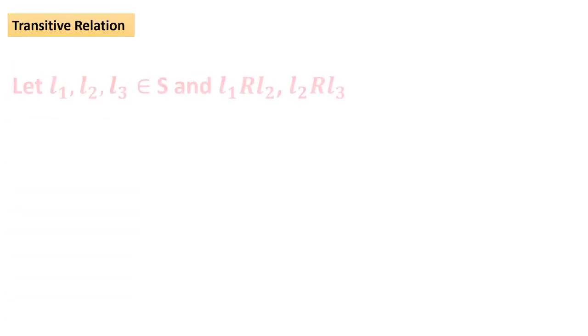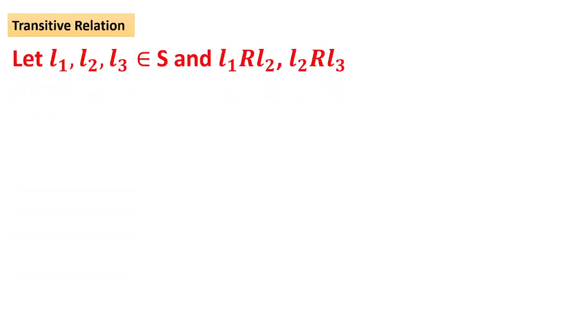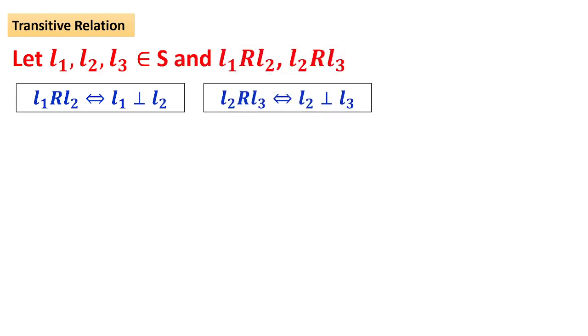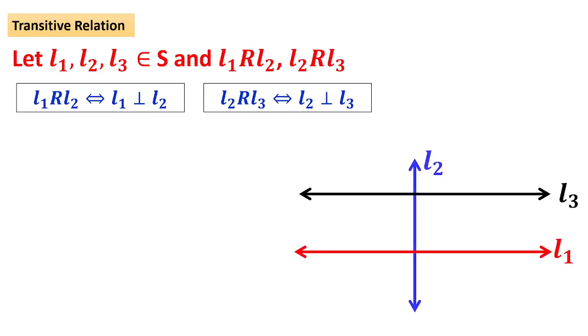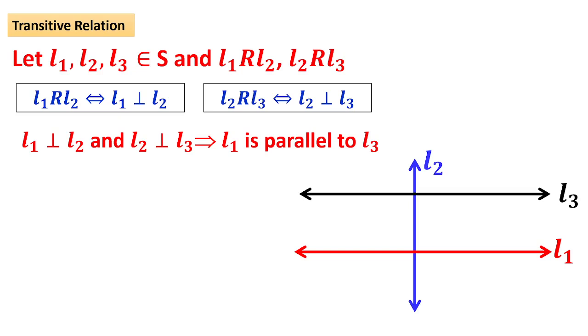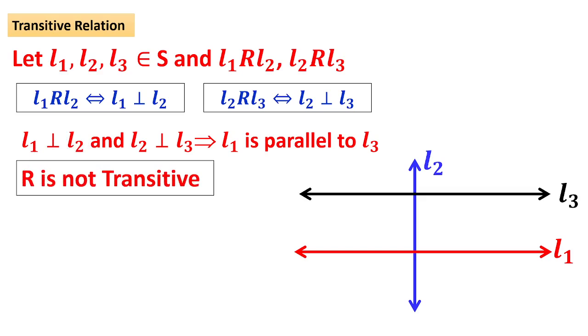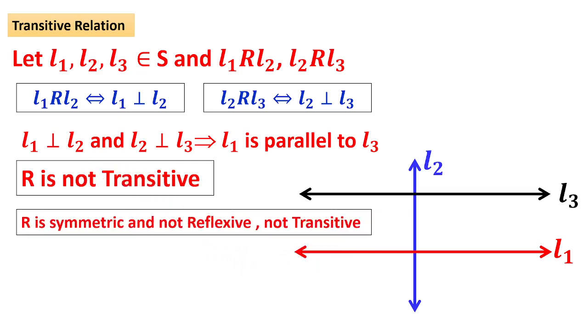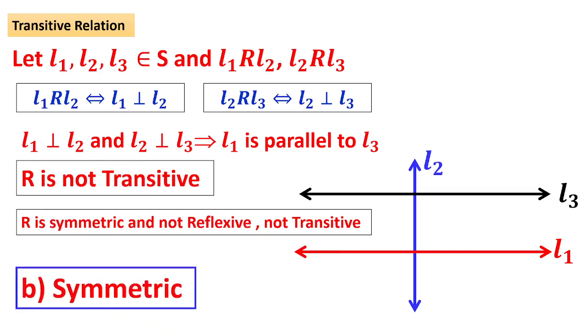Let us move on to check whether it is transitive. We take three straight lines L1, L2, L3. Assume that L1 is related to L2, therefore L1 is perpendicular to L2. Assume L2 is related to L3, therefore L2 is perpendicular to L3. Now we see that when this happens, L1 is parallel to L3, therefore L1 is not related to L3, so R is not transitive. From what we have found, it is symmetric, not reflexive and not transitive, therefore the option is B, only symmetric.